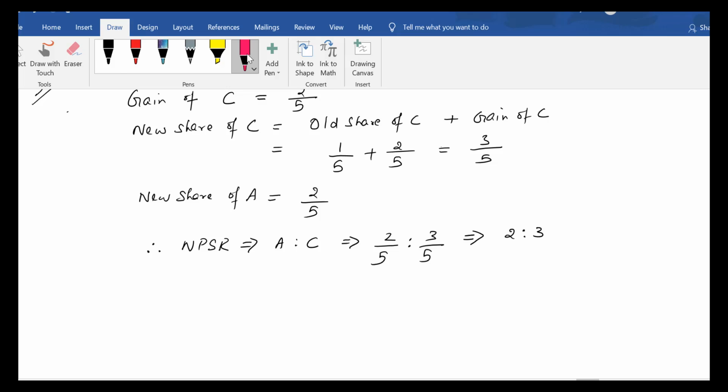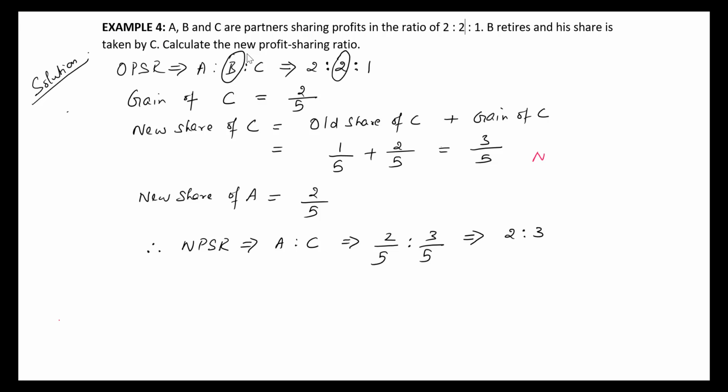So let's summarize this. NPSR between A and C is equal to 2 is to 3, and there is only one partner who's gaining, and that is C, and the gain by C is equal to 2 divided by 5.